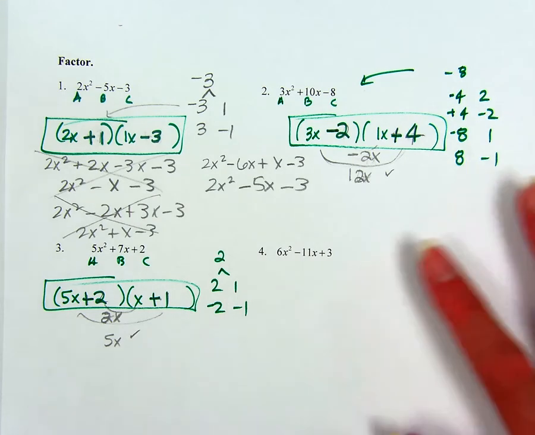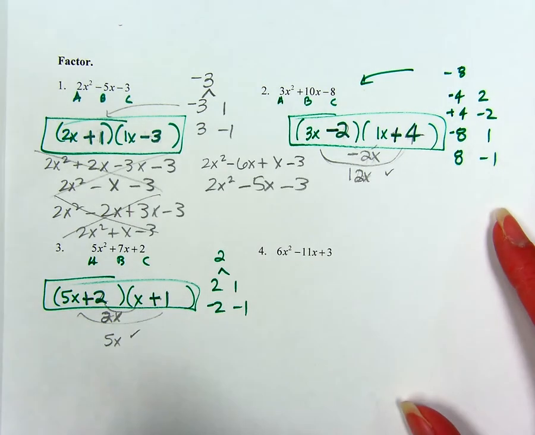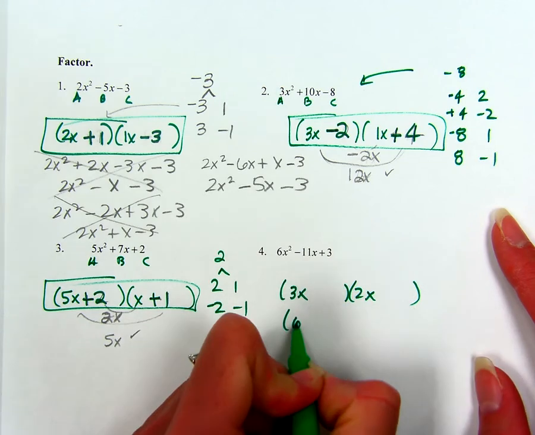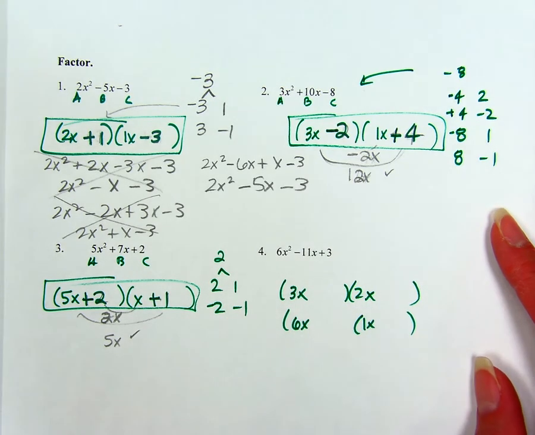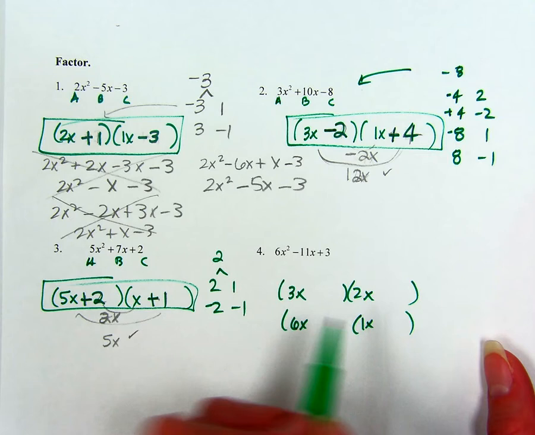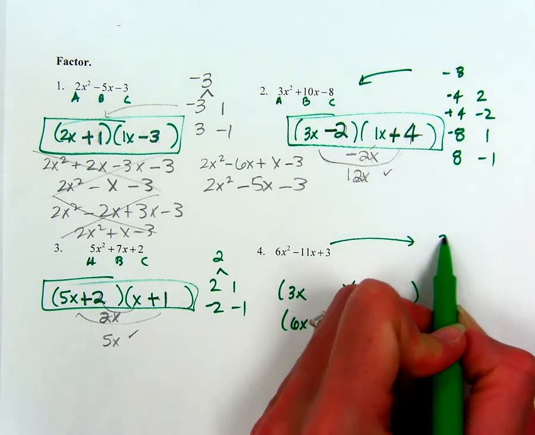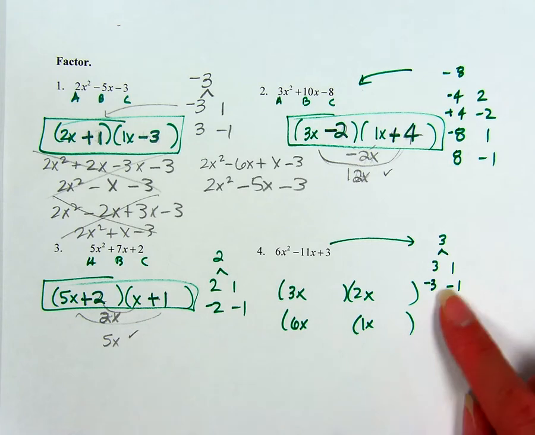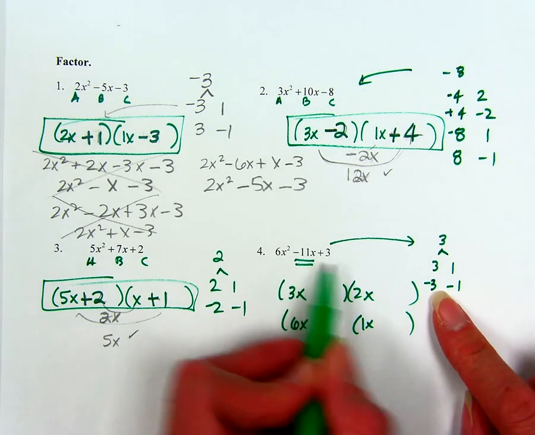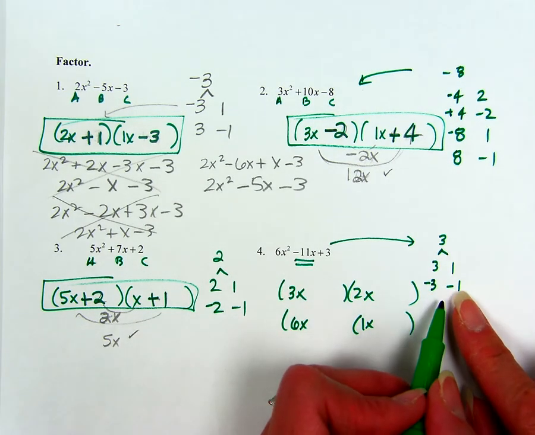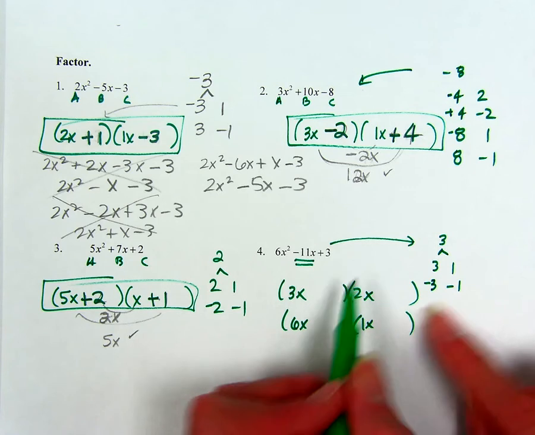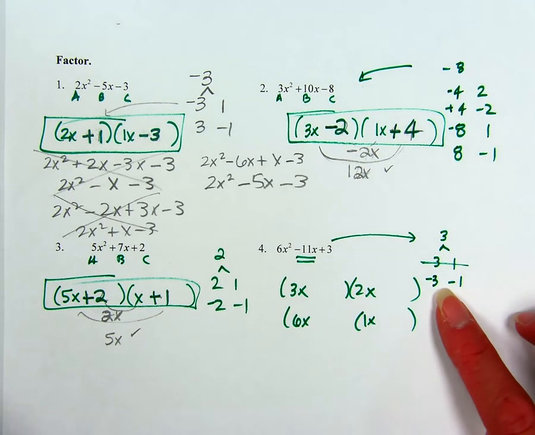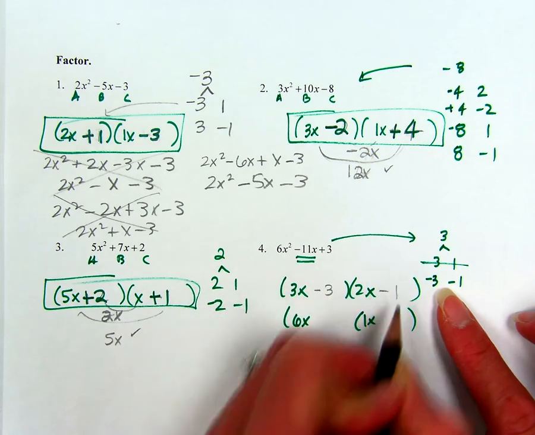Okay, last one like this. Multiply to 6x squared. So this time, we actually have a couple of options in the front. Either 3 and 2 or 6 and 1. And for the last numbers, we've got 3 and 1 or negative 3 and negative 1. Well, let's look at our middle term. This is negative. So I probably am going to need negative signs somewhere. Otherwise, how am I going to add up to a negative middle number? So I know that we don't even need to try 3 and 1. So let's try negative 3, negative 1.